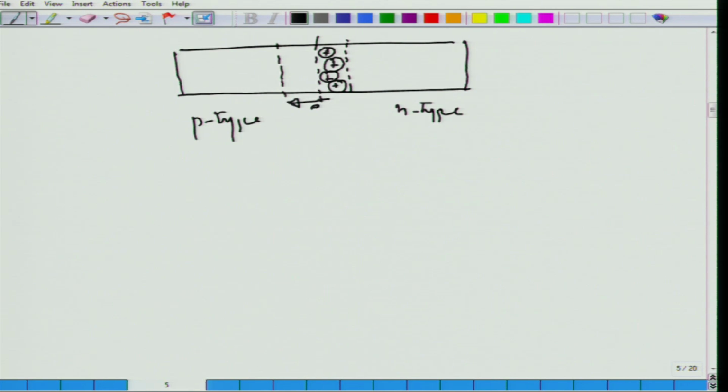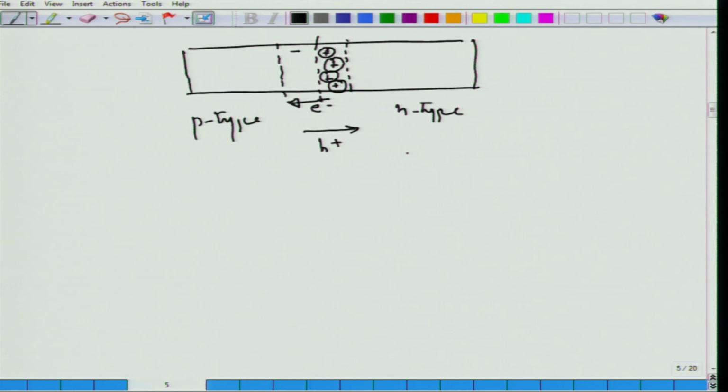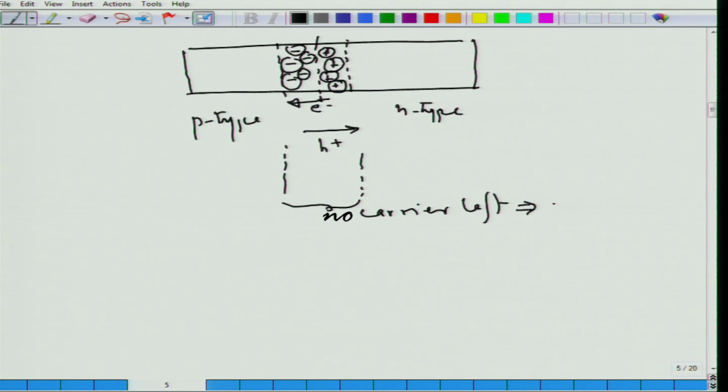The same way, the holes from here have gone to the other side, and since the holes have gone from the p to the n type, we are left with the ionized acceptors on this side. In this region close to the junction, there are basically no carriers left, in one approximation, and that is then called the depletion zone.